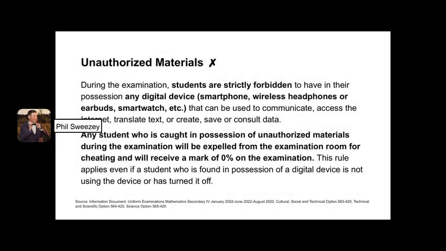There are also unauthorized materials, and just so that you are aware, the ministry is very strict about what you bring into the exam session. We recommend that you pause this slide and read it carefully. The only digital devices allowed have been previously identified in your IP and authorized by your school board prior to the exam. Pay attention to the line regarding smartphone, wireless headphones, earbuds, or smartwatches.